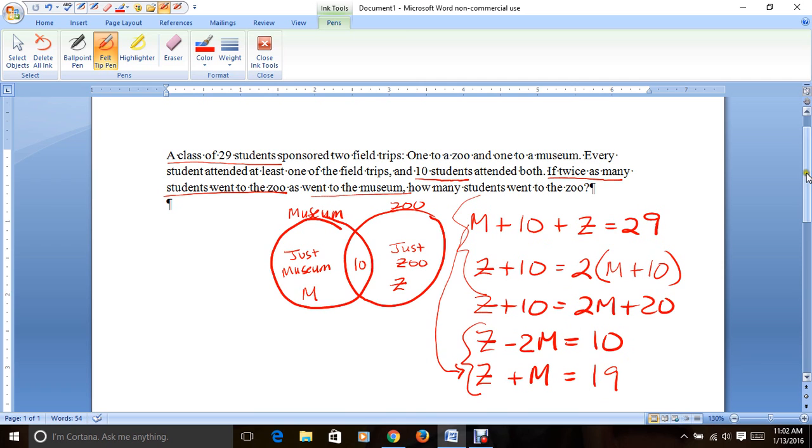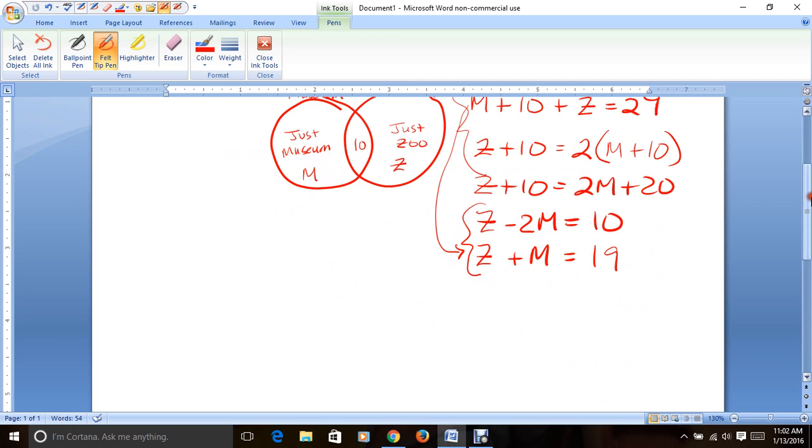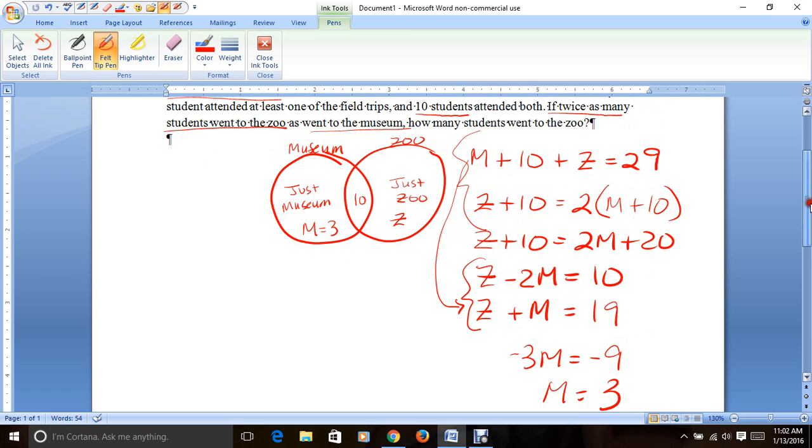Now I can do elimination. Subtract, and the z's will go away. So negative 2m minus m, negative 3m equals 10 minus 19, which is negative 9. So m equals 3. That tells me that 3 kids just went to the museum. But that's not really what this question is asking for. It's asking for how many students went to the zoo.